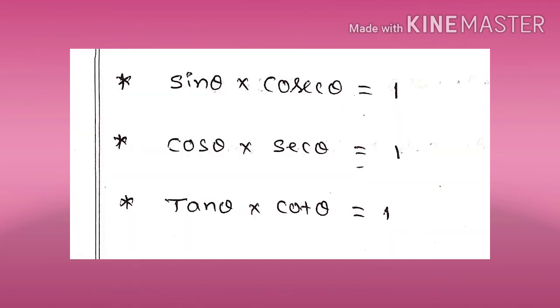Now the next term, sin theta into cosecant theta is equal to 1, because cosecant is reciprocal of sin theta. So cosecant I can write as 1 by sin, so I can cancel them, result is equal to 1. Similarly, cos theta into secant theta is equal to 1, tan theta into cot theta is equal to 1, because sin is reciprocal of cosecant or cosecant is reciprocal of sin. If we multiply reciprocal terms, we always get 1. Okay, let's go for the next slide.